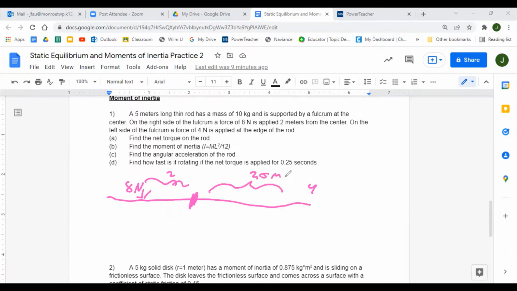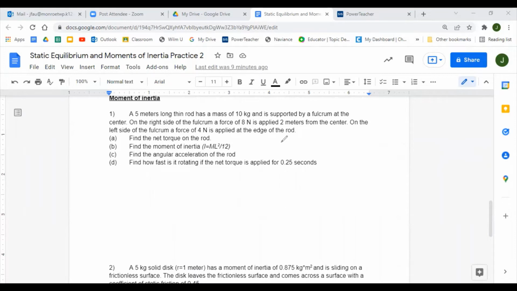2.5 meters. So the net torque, since both these objects are pushing in opposite directions, the net torque is going to be 2 times 8 minus 2.5 times 4. All right, so the net torque is 16 minus 10, or 6 Newton meters. So the first answer is 6.